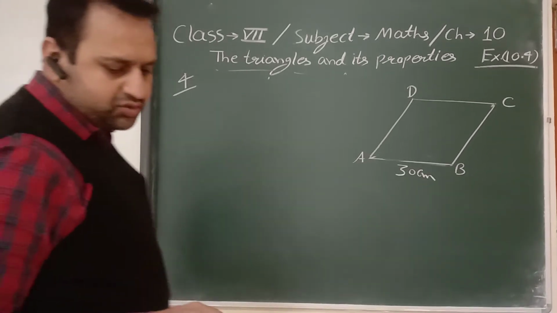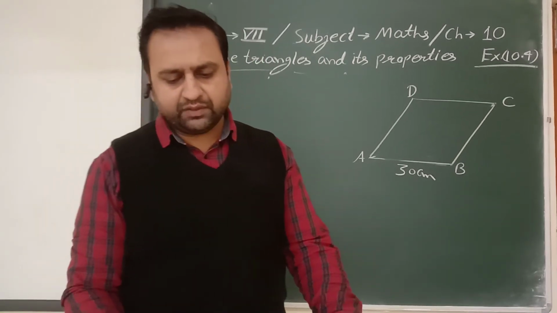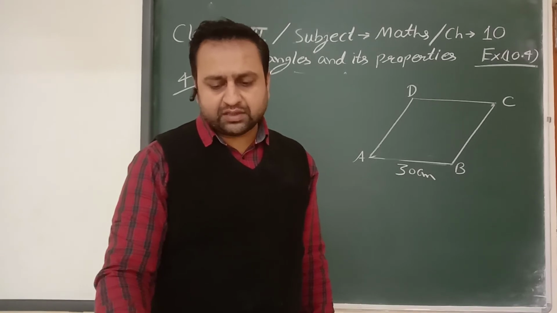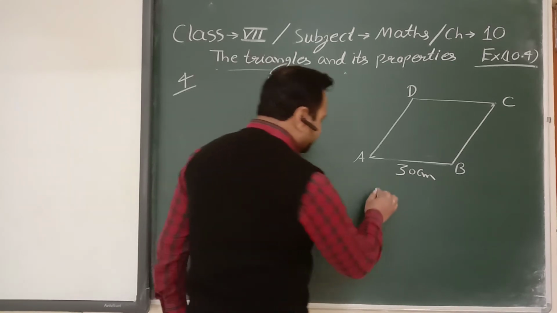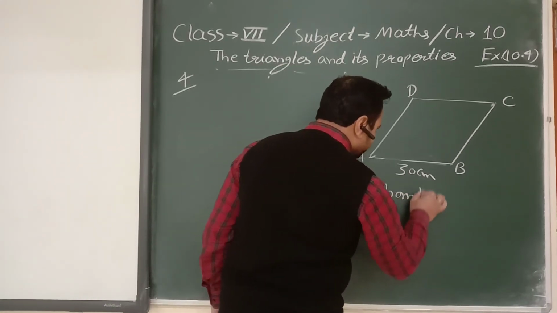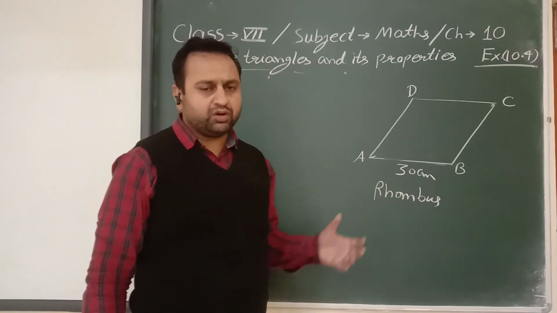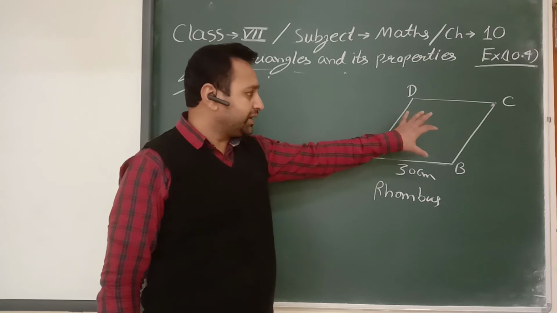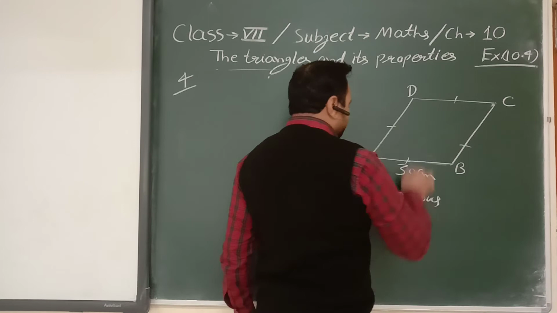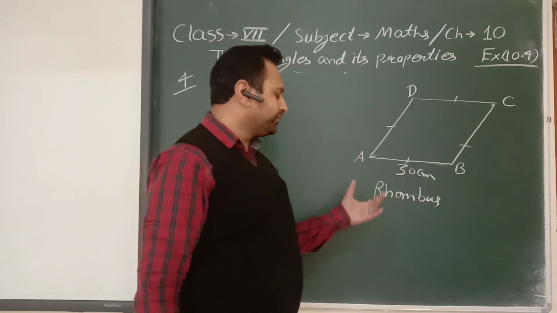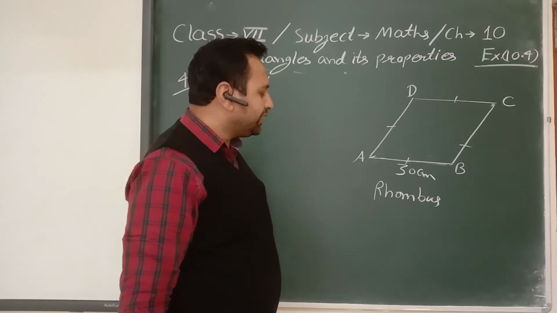Okay, students. Now we discuss question number 4. In question number 4, a rhombus of side 30 centimeter has one of its diagonals 36 centimeter. So first of all, a rhombus is a type of quadrilateral in which all sides are equal. According to the question, the value of side is given 30 centimeter, and one diagonal is given 36 centimeter.